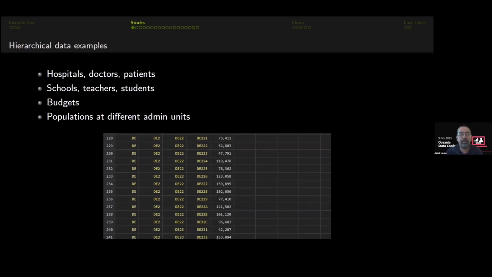So, for example, you can have hospitals, doctors, patients. You can have schools, teachers, students. You can have budget information where you have main categories subdivided. You can have populations at different administrative units. So what you're seeing is a snapshot of a data set for Germany, where you have different layers. So you have the country on the very left side.